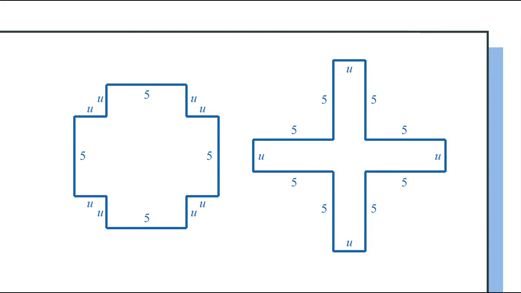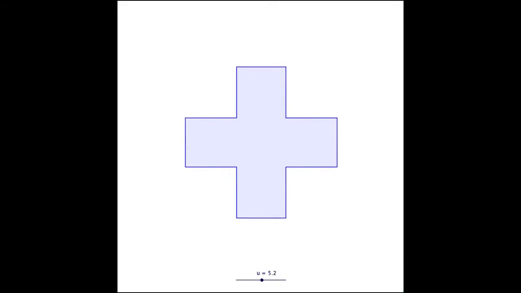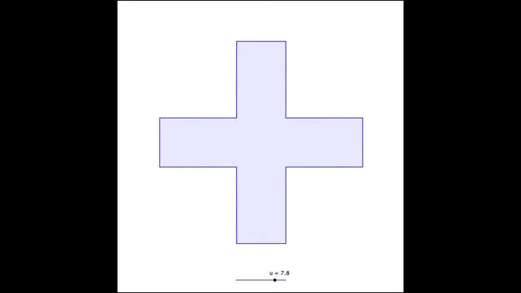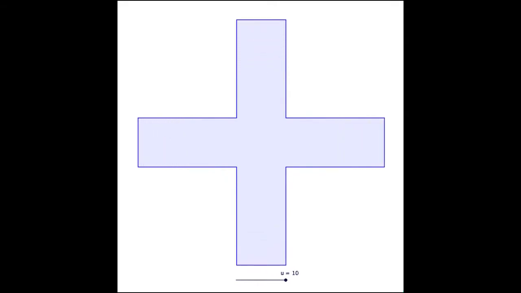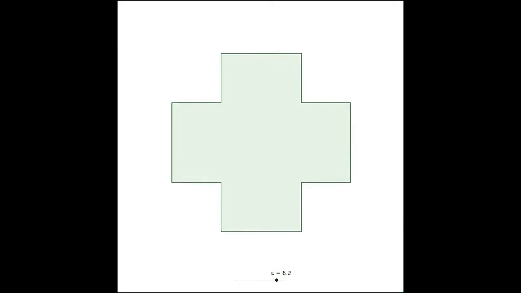a variable u. As the value of u changes, the shape of the crosses changes, but in very different ways, as does their area. A steady change in u produces a steady change in the area of one of the crosses, but a never more rapid change in the area of the other.